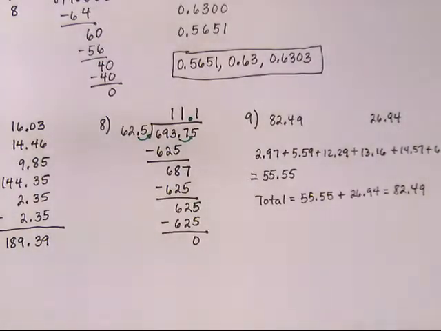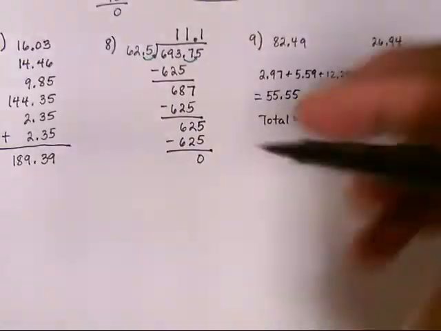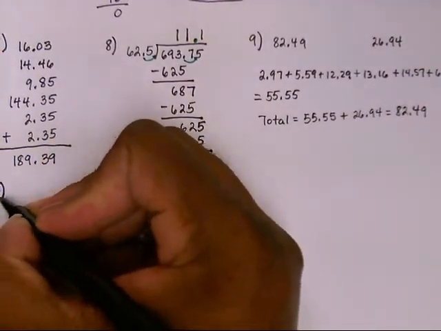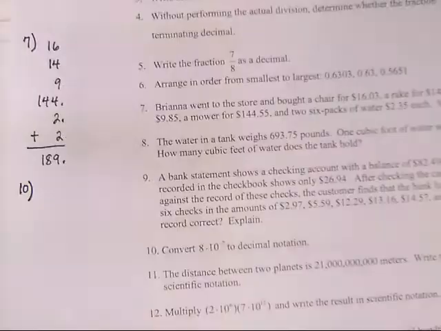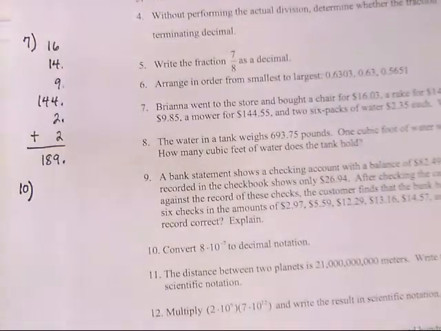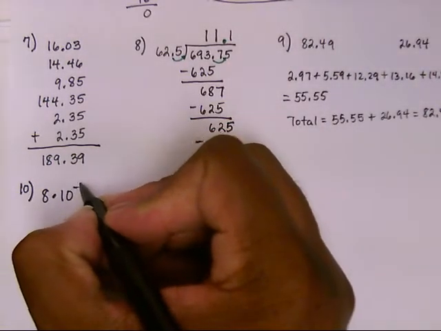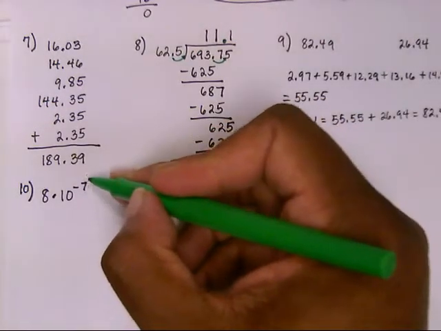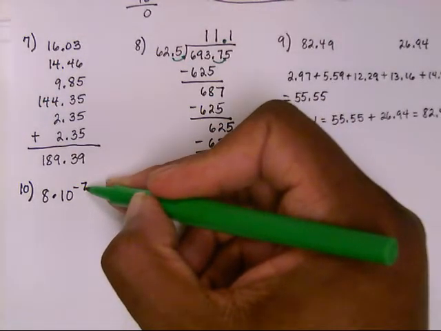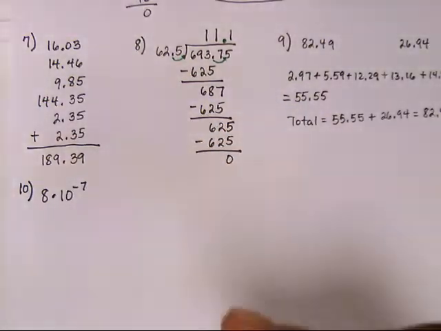All right, now number 10. In number 10, you're to convert 8.8 times 10 to the negative 7 to decimal notation. Okay, so this is what we call scientific notation. We want to convert that into decimal notation. In this case here, our exponent for the power of 10 is negative 7. So in this case, we need to move the decimal point in the 8 7 places to the left.